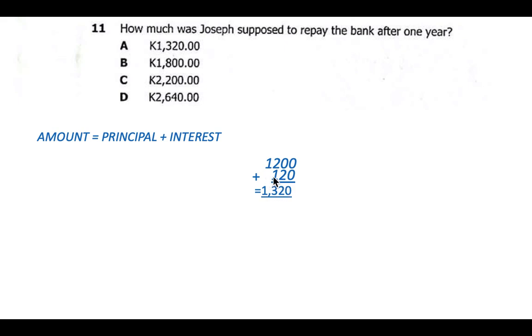So this is addition. When you add 0 plus 0, you get 0. And then 0 plus 2, you get 2. 2 plus 1, you get 3. And then 1 there, you have 1. So you have 1,320. So this is the amount that Joseph has to pay.